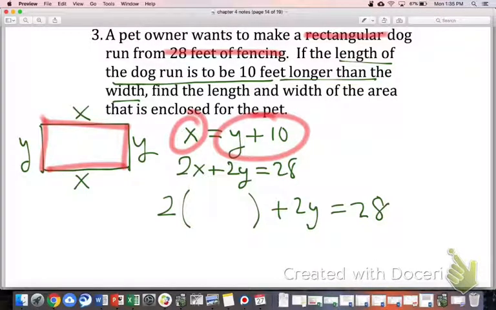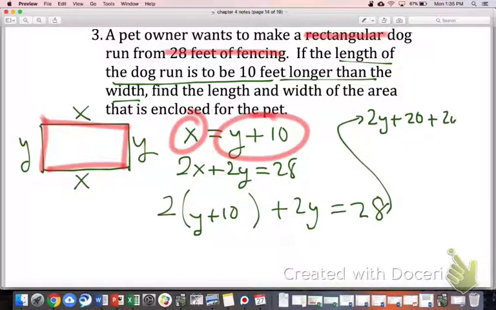There is only one thing I can put in place of the X, and that would be? Why can I put in Y plus 10 for X? That's what they're equal to each other. That's right. So Y plus 10 goes here. What property needs to be used now? Yep, that's very common. So you get 2Y plus 20 plus 2Y is equal to 28.